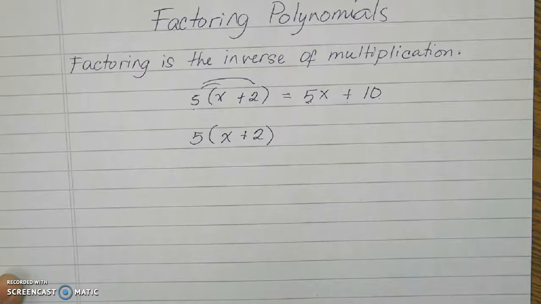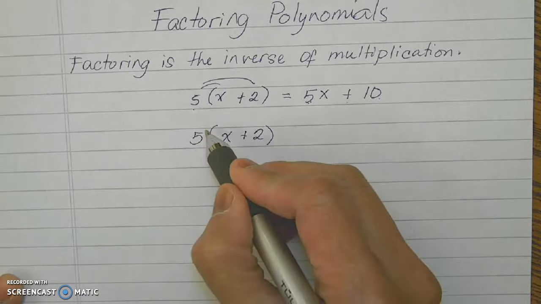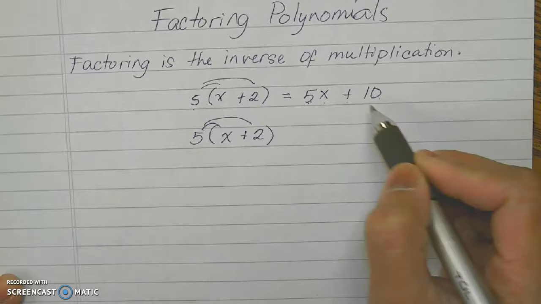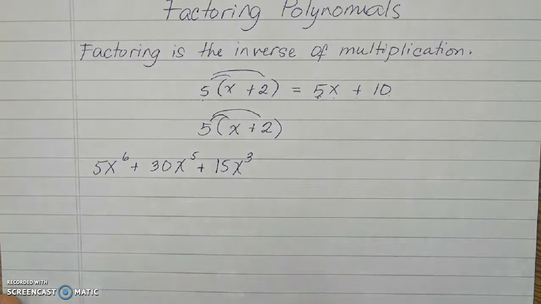To check if our answer is right, all we need to do is to go back and multiply. So 5 times x is 5x. 5 times 2 is positive 10. So for our next example, we are going to factor out this trinomial.